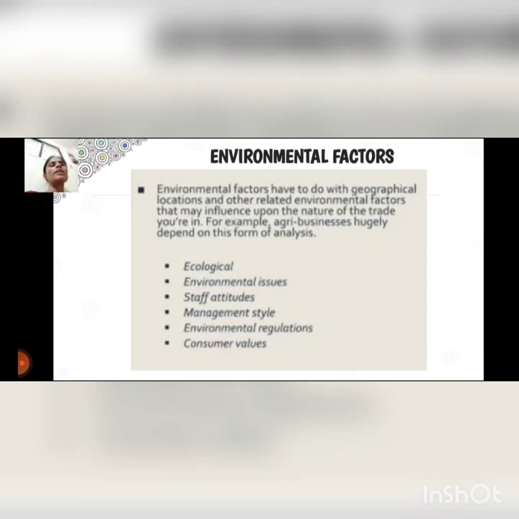Now we discuss the last, the environmental factor. The environmental factor has to do with the geographical location and other related environmental factors that may influence the nature of the trade. For example, agribusiness depends hugely on this part of the analysis. It includes ecological and environmental issues, staff attitudes, management style, environmental regulations and consumer values.